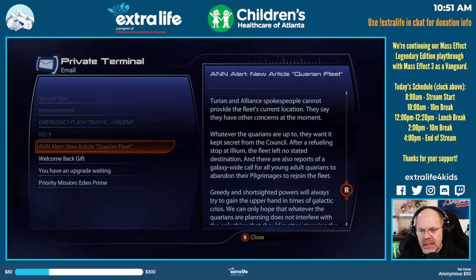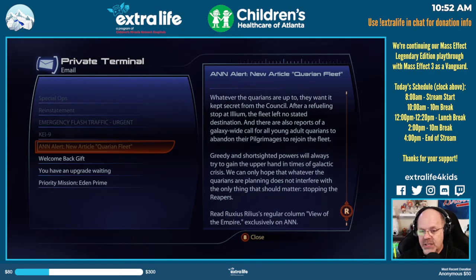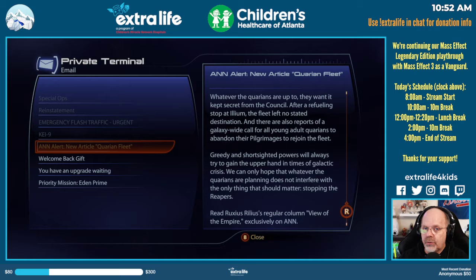Turian and Alliance spokespeople cannot provide the fleet's current location. They say they have other concerns at the moment. Whatever the Quarians are up to, they want it kept secret from the Council. After a refueling stop at Ilium, the fleet left no stated destination. And there are also reports of a galaxy-wide call for all young adult Quarians to abandon their pilgrimages to rejoin the fleet.